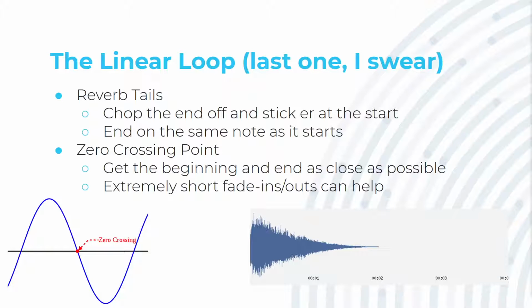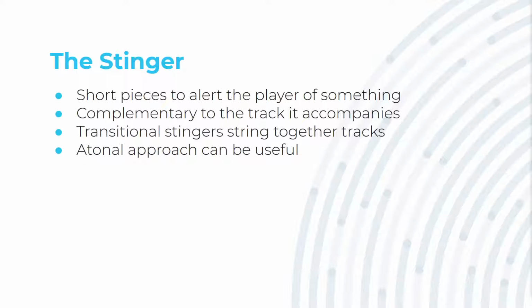Now, with linear loops out of the way, let's blow through the other two types of linear music and get to the adaptive fun stuff. So, the stinger. A stinger is a short piece of music or a melody that kind of alerts the player to something. It's basically used a lot for feedback or to punctuate something. And this is reflected in games.